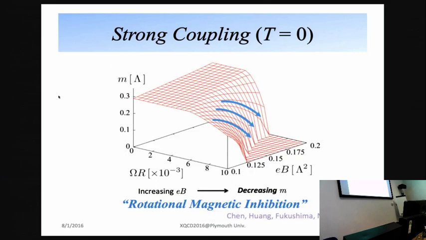The next is the strong coupling result at zero temperature. Oppositely, for finite omega, you can see the suppression of the dynamical mass as the magnetic field increases. So this is a rotational magnetic inhibition we made.